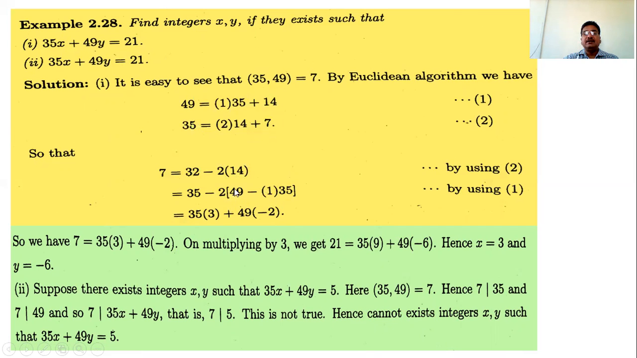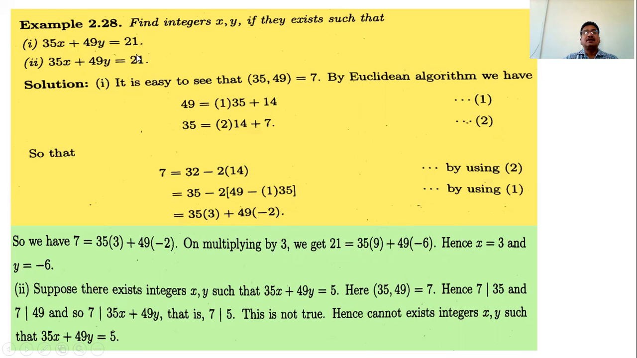So what do we have? 35 into 1 plus 35 into 2 becomes 35 into 3. And 49 into minus 2, that is plus, if we absorb this sign, then plus 49 into minus 2. And then multiply by 3. Then what do we have? 21 is equal to 35 into 3 into 3, which is 9, plus 49 into minus 2 into 3, which is minus 6. Therefore the value of x is 9 and y is minus 6.